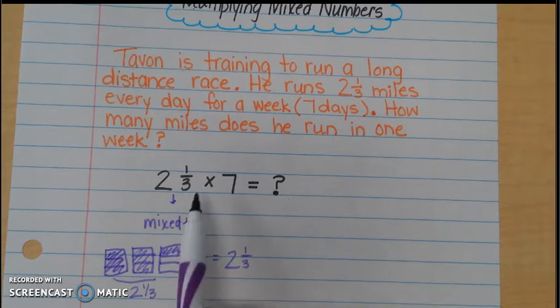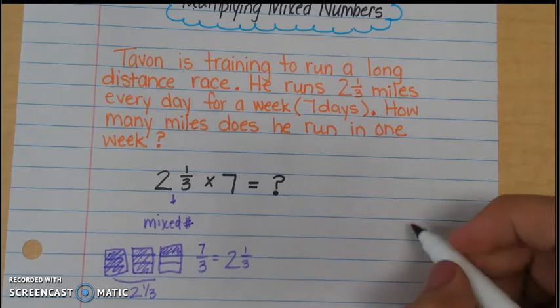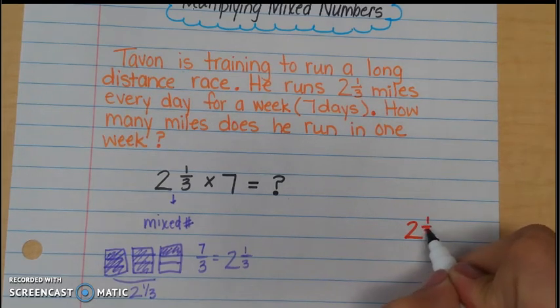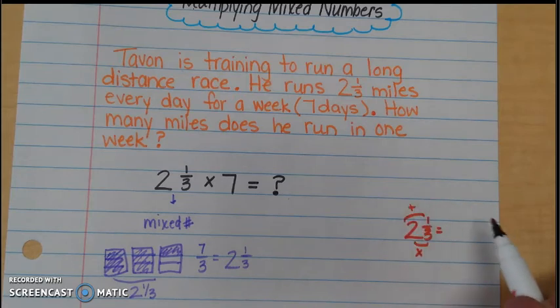Some of us like to think of converting the mixed number into an improper fraction by multiplying the whole number by the denominator and adding it to the numerator. So if we have 2 1/3, you can go ahead and multiply the 2 times 3, which is 6, and then add it to the 1, which is 7. So 7 is your numerator and your denominator stays the same, 7/3.